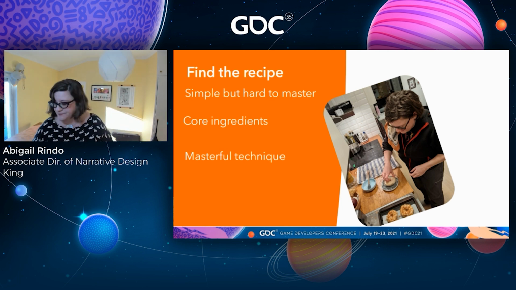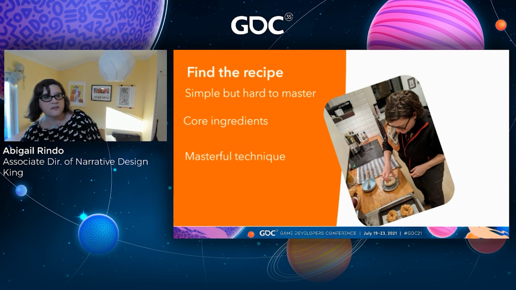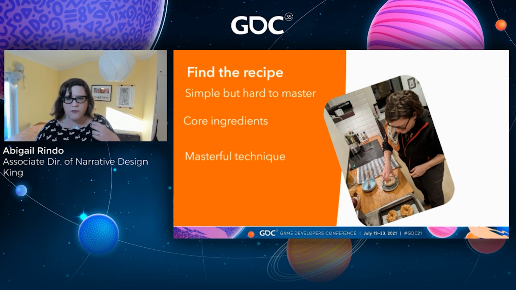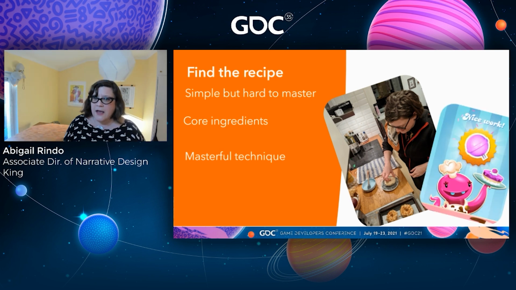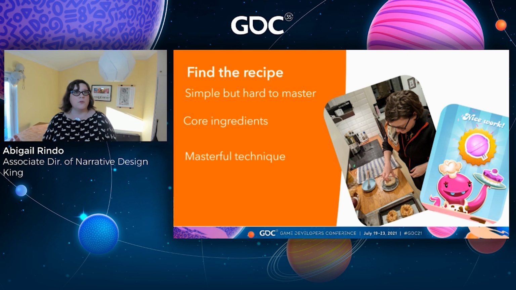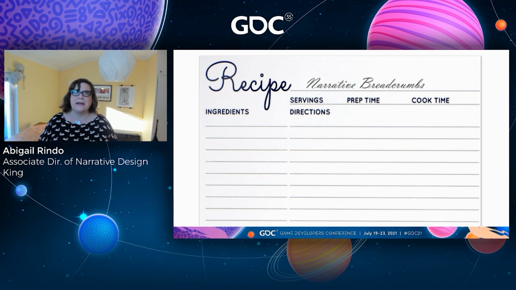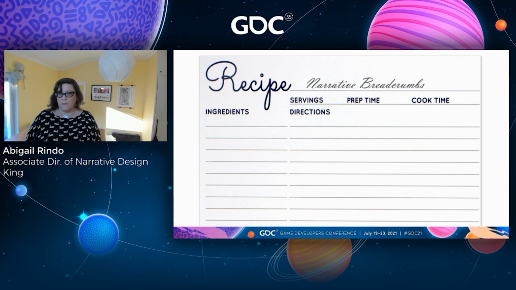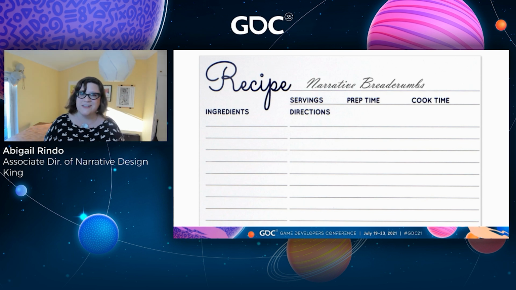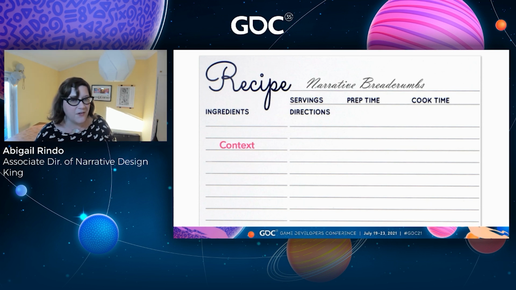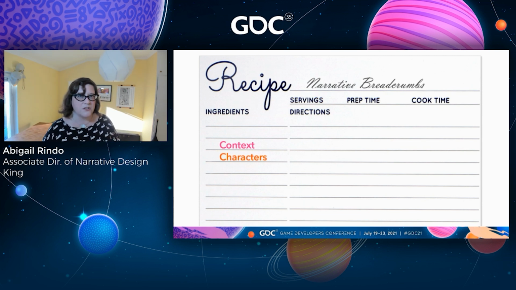Through this practice, I discovered that there are simple core ingredients for adding story to live events. And that when you combine that with masterful technique honed over time, something magical happens. So Abigail, what is this magical narrative breadcrumb recipe? Well, just like Candy Crush, our recipe begins with combining 3 sweet core ingredients, or as I like to call them, the 3 C's. Context, characters, and conflict.